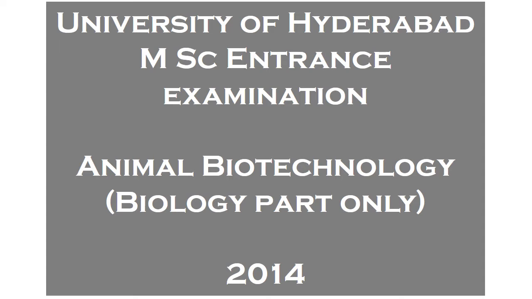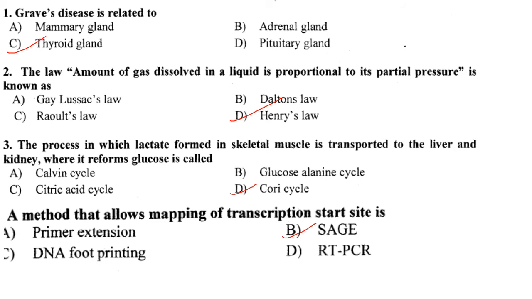MSc Entrance Examination question paper for the subject Animal Biotechnology conducted in the year 2014. I will be discussing only the biology part. They have asked some chemistry questions which I have not attempted. So coming to the first question.